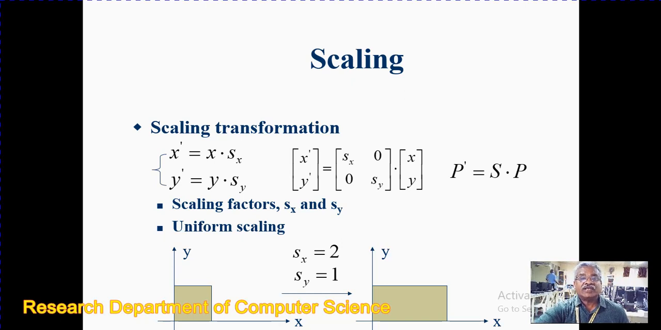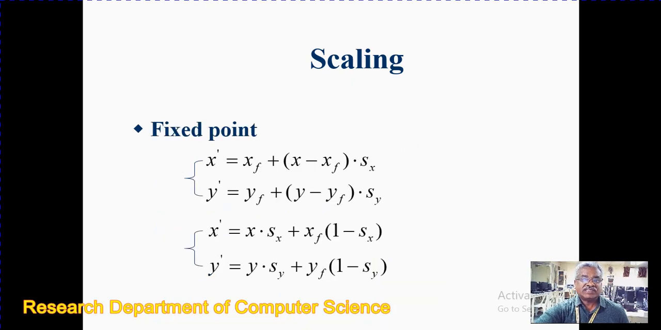We will get new coordinates x dash, y dash as a matrix with sx, 0 and 0, sy, and we get a new point p dash equal to the scaling factor times the previous matrix. Okay. Here we are doubling the x direction, so that the square will be transformed into a rectangle. Okay, fine. And these are the basic transformations.